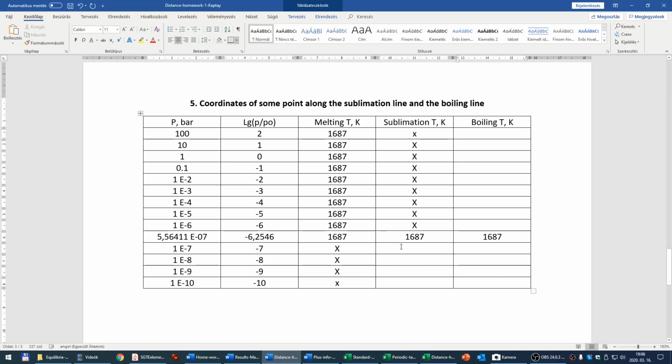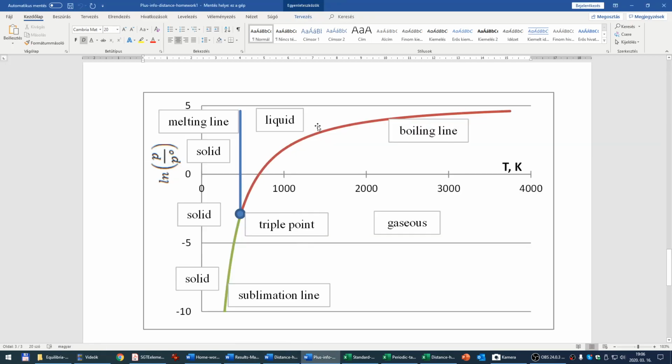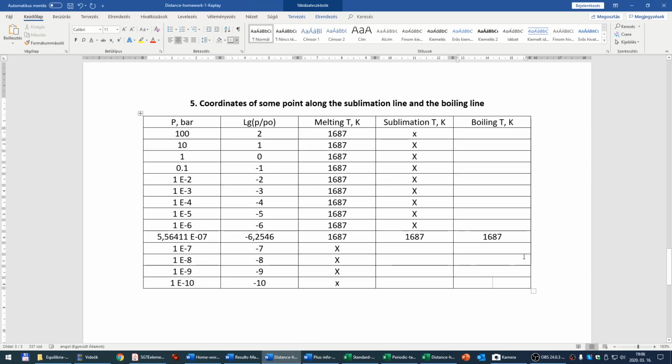Now what about boiling? This is the boiling line. It exists only above the triple point pressure, not below. That is why here we put our crosses. And now what remains? It remains to find these values. Okay.